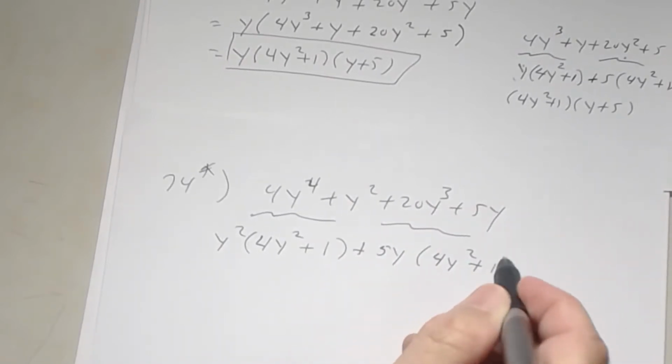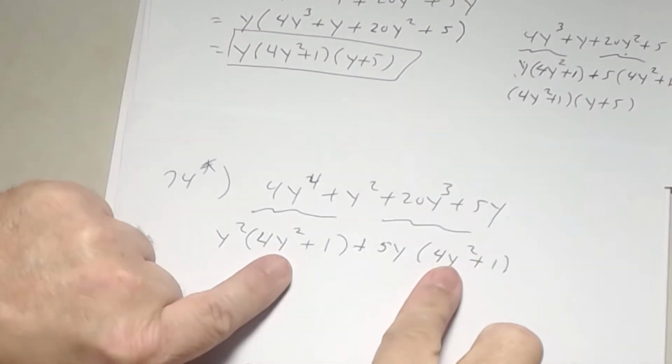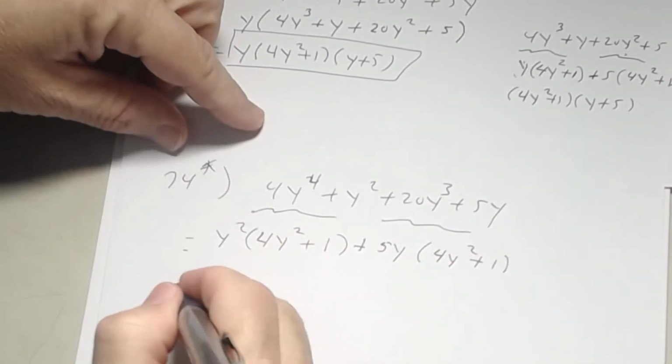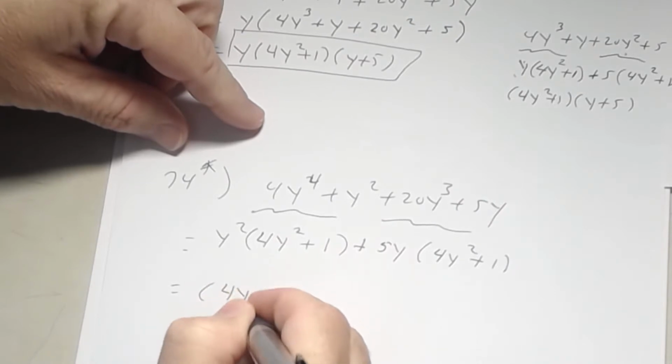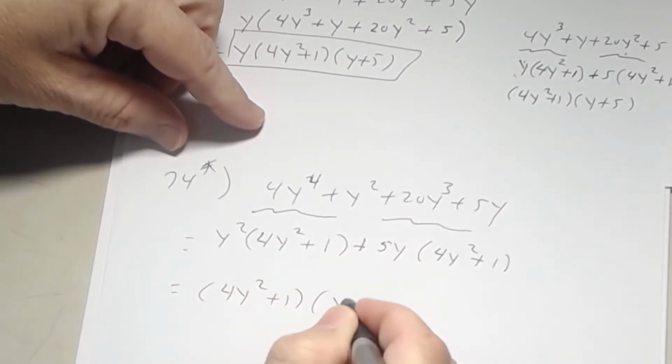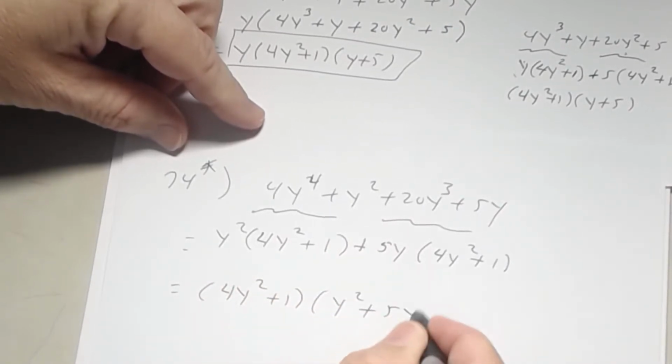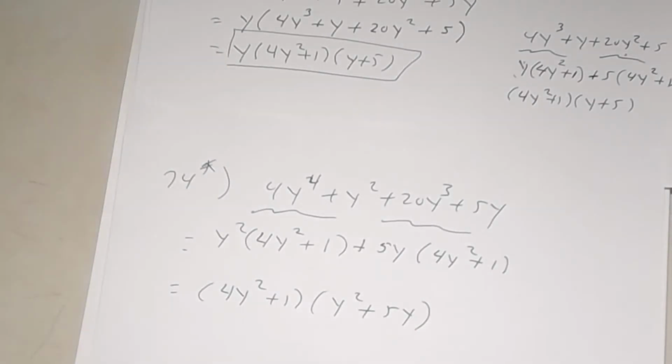4y squared plus 1. And then what we have in parentheses is the same, so I'm going to factor that out. So what are you going to write? 4y squared plus 1 times 5y squared plus 5y, right? Yeah. Okay. Now, the directions say factor completely.